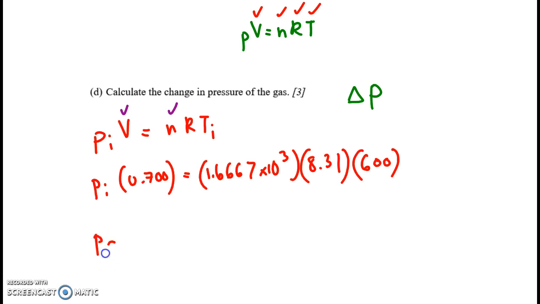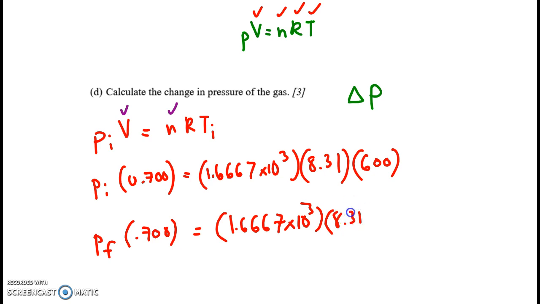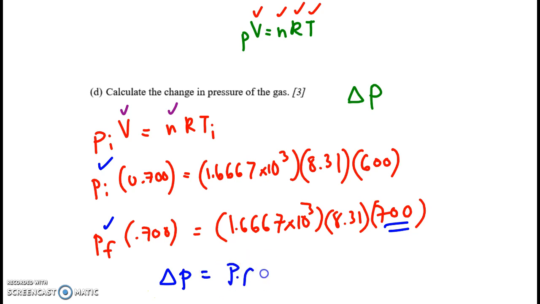And then we're going to do the same calculation for the final pressure. The only difference between the two is the temperature is not 600, we use the final temperature, 700. You get the values of P initial and P final, calculate those, then you do final minus initial, and what's the answer that we get? Rounded to 3 sig figs, it's 1.98 times 10 to the 6 pascals.